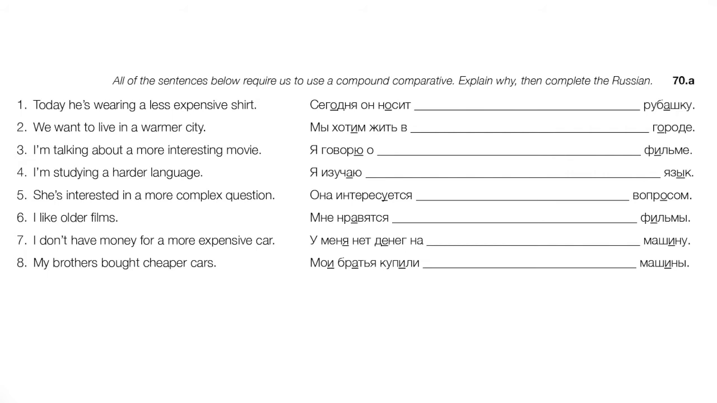Okay, again, a prepositional phrase, на, we need the accusative, на машину. Well, what kind of машину? More expensive. У меня нет денег на более дорогую машину. And 8, my brothers bought cheaper cars.